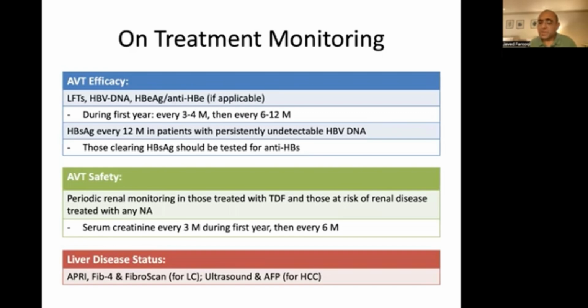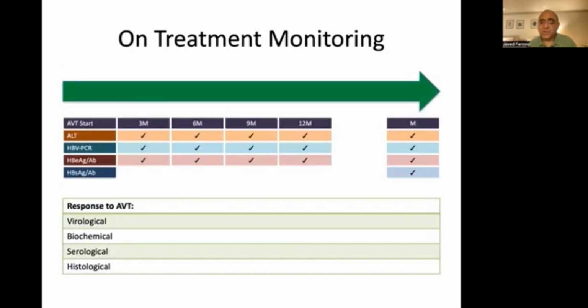So I hope I have fulfilled my aim, which I wanted to share with you, how we should monitor these patients on treatment. Inshallah, in the coming video, we shall be discussing how we define the response, what the expected response is, and how we go about that.